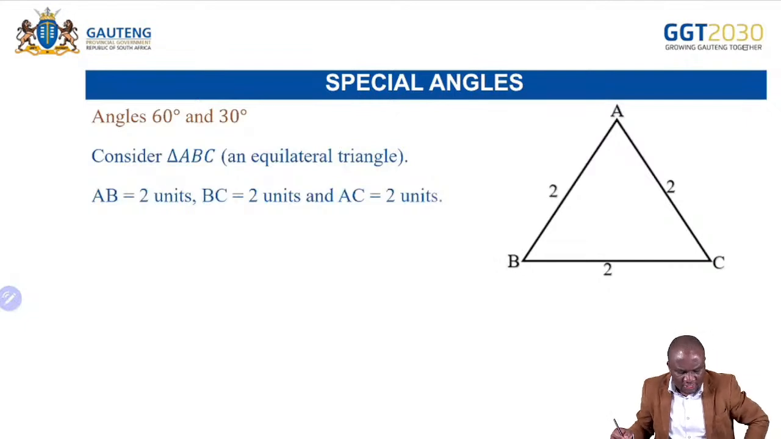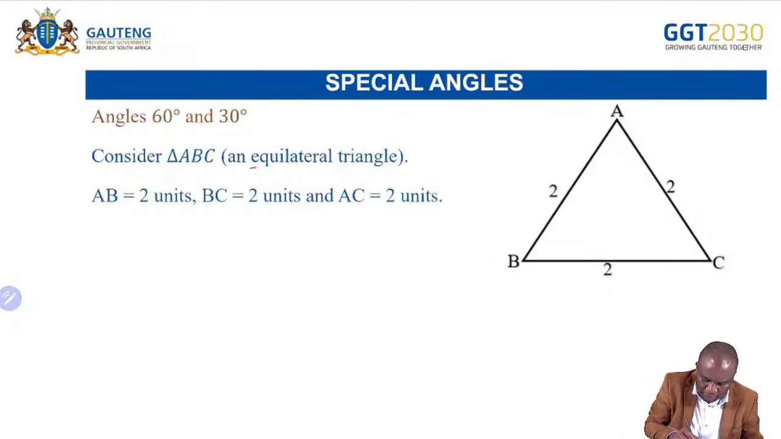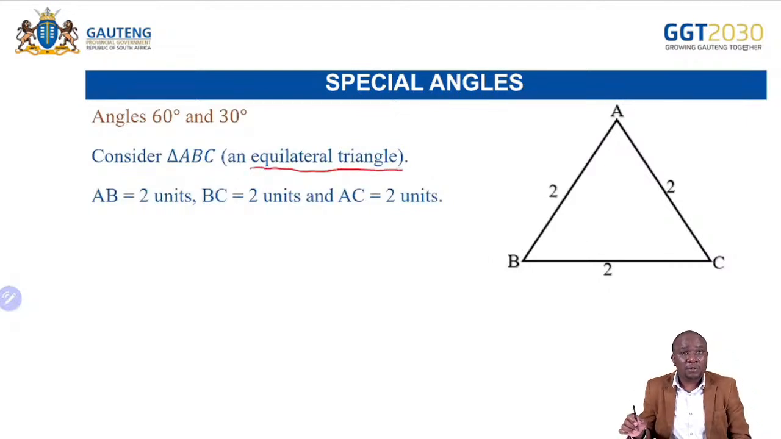Consider triangle ABC, which is an equilateral triangle. Do you know the properties of an equilateral triangle? All the three sides are equal, all the three interior angles are equal. Remember the interior angles of a triangle add up to 180 degrees. So if the interior angles are equal, we just say 180 degrees divided by 3, and then each angle is 60 degrees. 60 plus 60 plus 60 must give us 180 degrees.